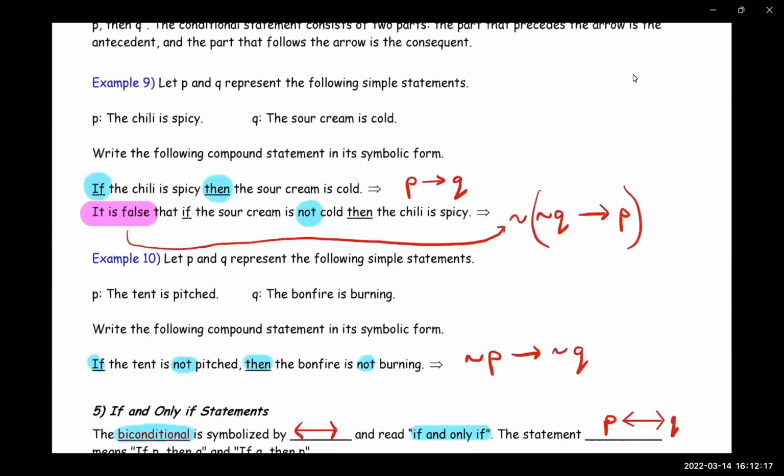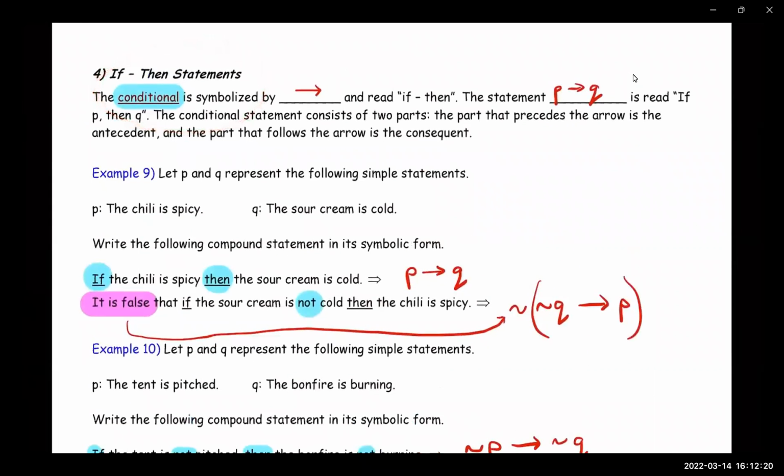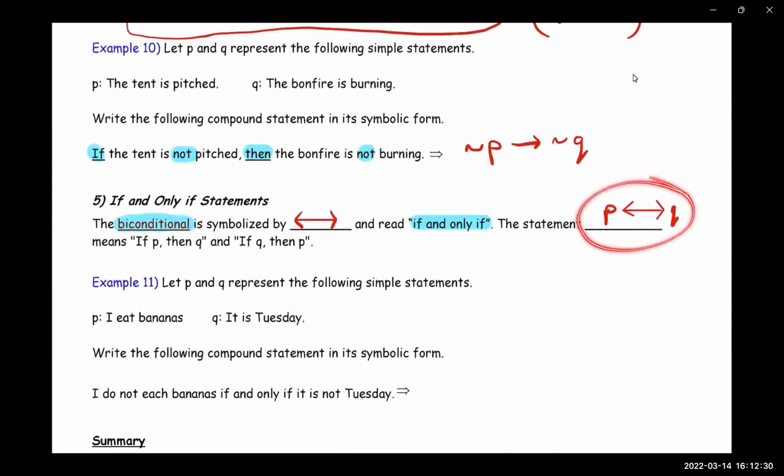So it's basically the same thing as an if-then statement, but not only does it go in that direction, it also goes in the opposite direction. If P then Q, and also if Q then P. So it's just like two statements in one. So that's what they're saying here. It means both of these things.